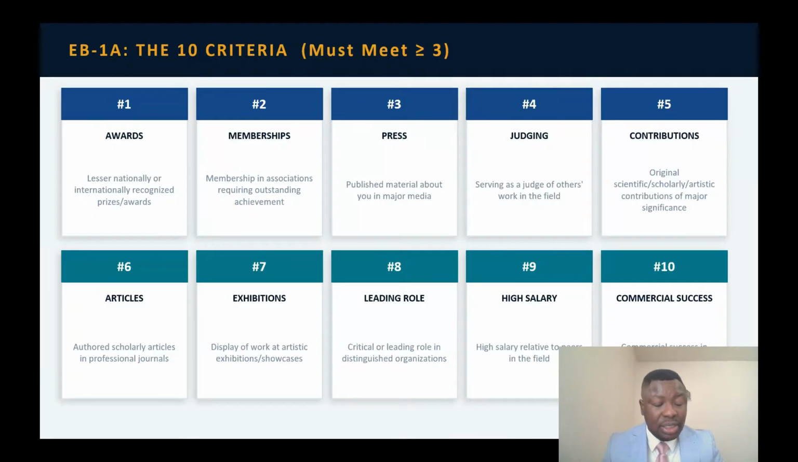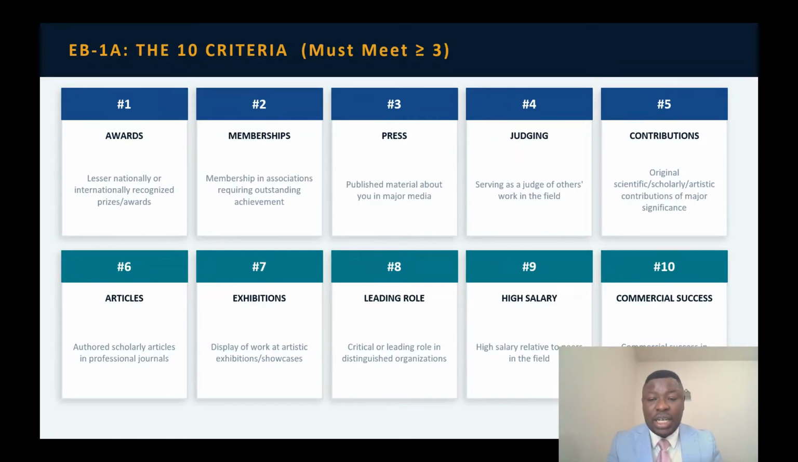Number 9, the ninth criterion is commanding a high salary relative to your peers in your field. So let's say that you are working for MTN, or you're working for an organization, and you have commanded a high salary, two times, three times. You have earned more than people in your position and in your field, then you could claim this criterion.